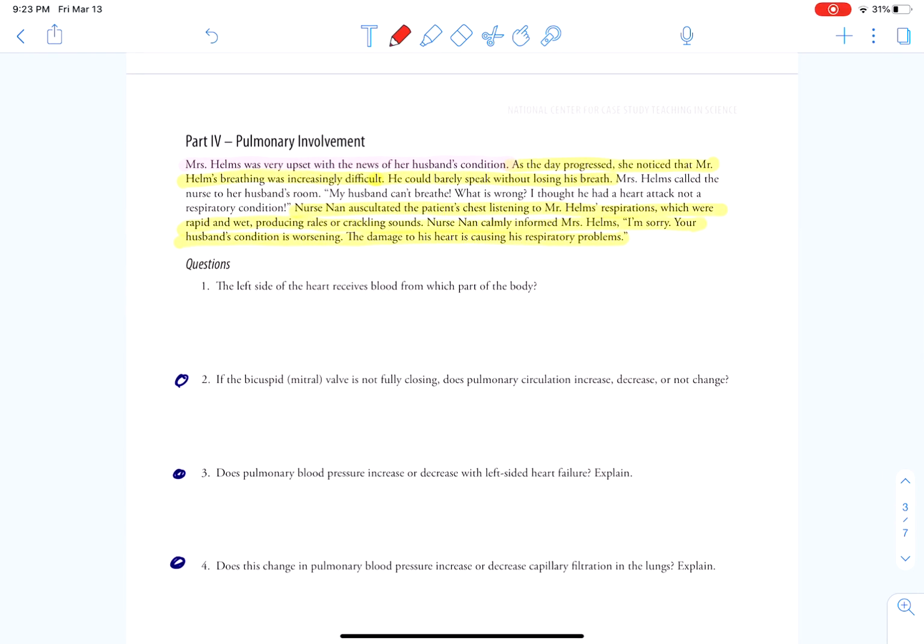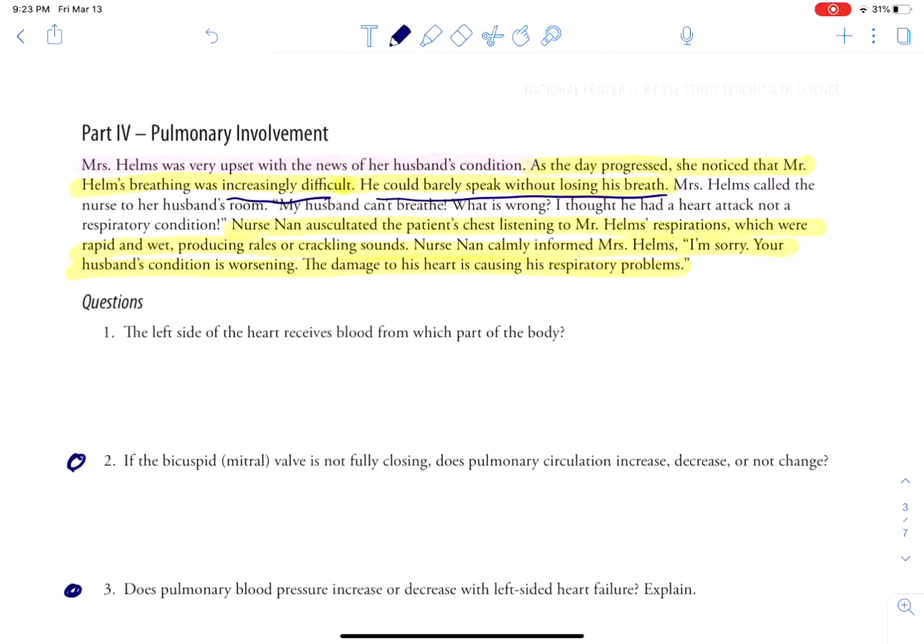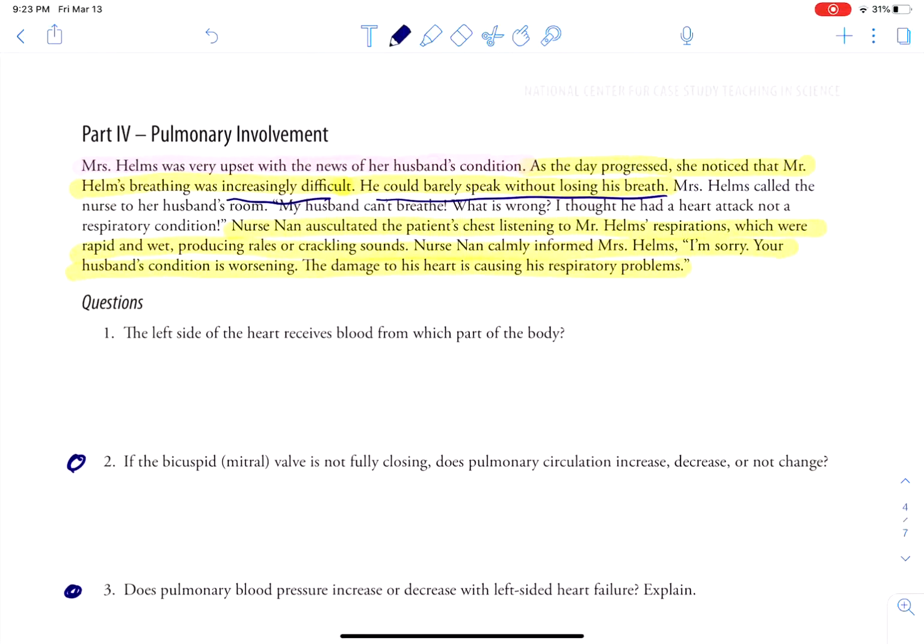Okay, let's move on to part 4, pulmonary involvement. Mrs. Helms was very upset with the news of her husband's condition. As the day progressed, she noticed that Mr. Helms' breathing was increasingly difficult. He could barely speak without losing his breath. Mrs. Helms called the nurse to her husband's room. "My husband can't breathe. What's wrong? I thought he had a heart attack, not a respiratory condition."